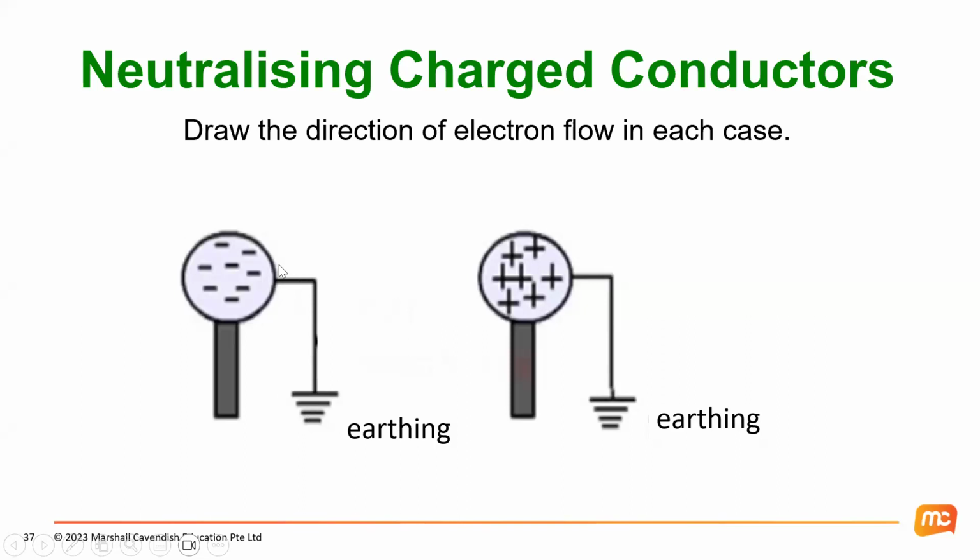In the first case, I have a negatively charged rod, a negatively charged sphere. So I have too many electrons, so electrons should be flowing downwards. In the second case, I have a positively charged sphere. In order to neutralize it, I need electrons to flow up to it. So electrons will be moving up in this case.